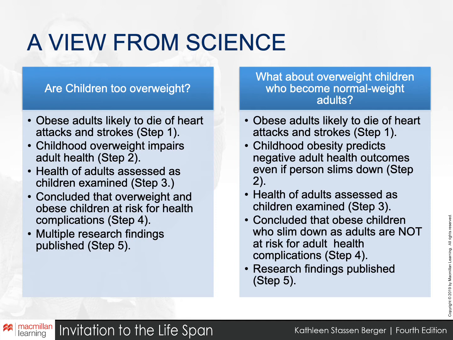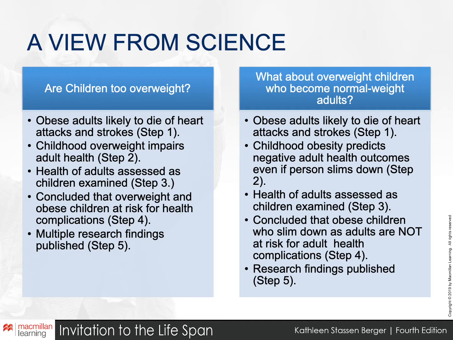Here's just an example of this scientific method in action. So, are children too overweight would be a research question. You've kind of gotten a curiosity about that. You're looking at other research maybe. And so you've heard that obese adults are likely to die of heart attacks and strokes. So then you think, okay, here's my hypothesis. I think if you're overweight as a child, this may then impair your adult health. So that's your hypothesis. So then you need to test that hypothesis.